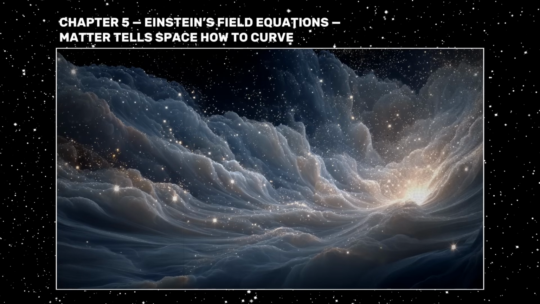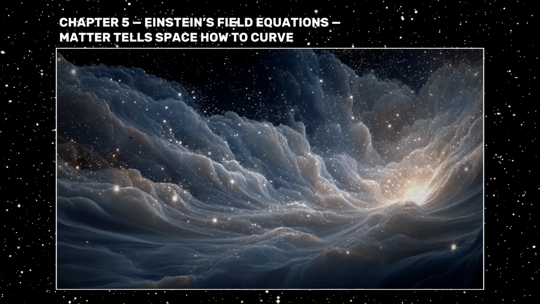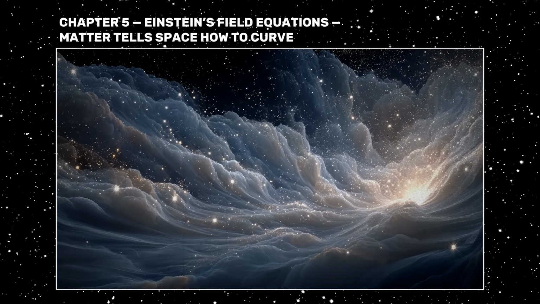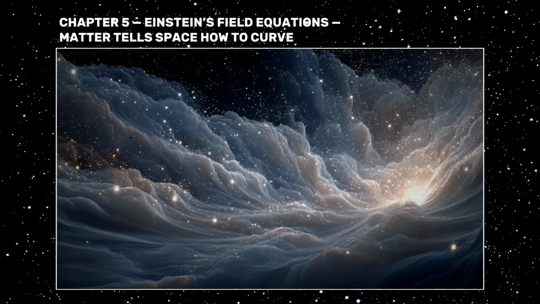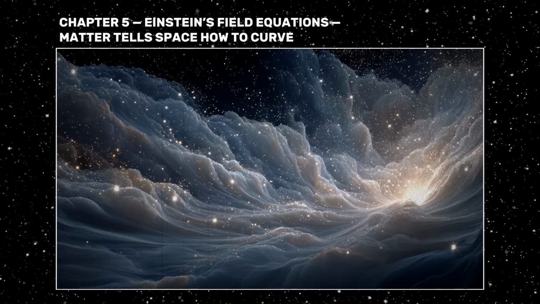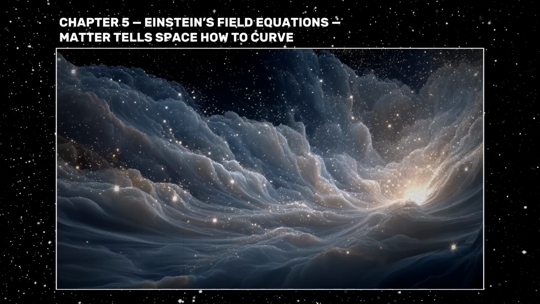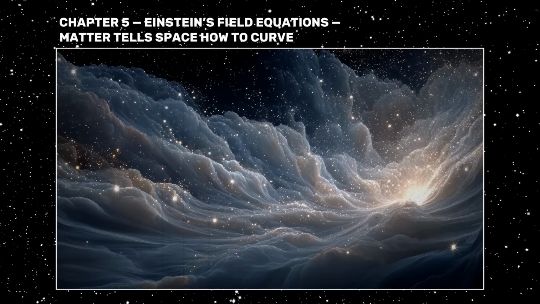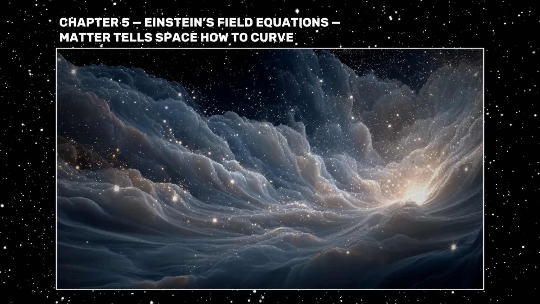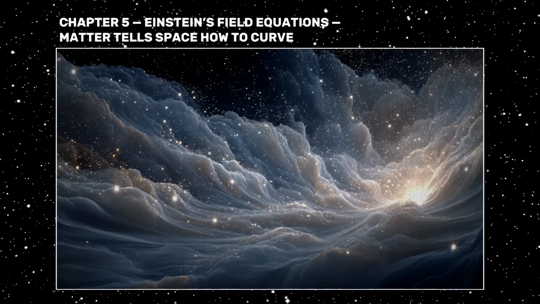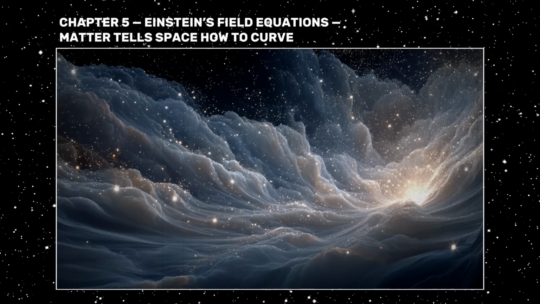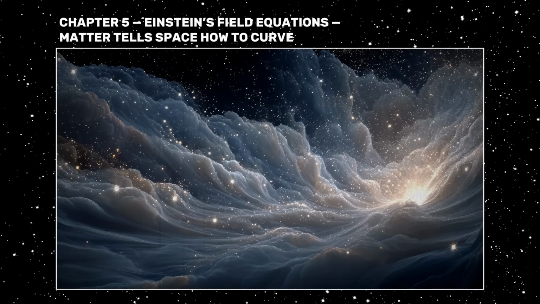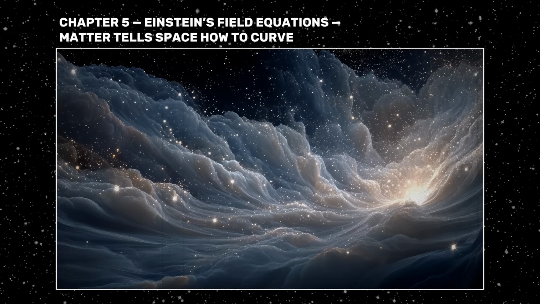Reconciling general relativity with quantum theory remains one of the central challenges of modern physics. String theory, loop quantum gravity, and other approaches all attempt to extend or replace Einstein's equations, but so far none has achieved universal acceptance. For now, the field equations remain the most accurate description we have of gravity, though physicists know they are incomplete. It is worth pausing to consider the beauty of the equations despite their complexity.